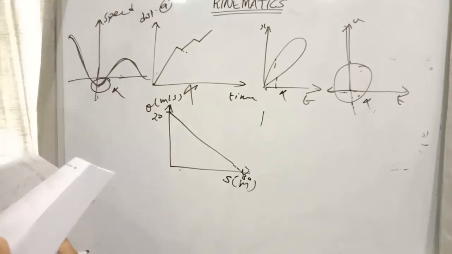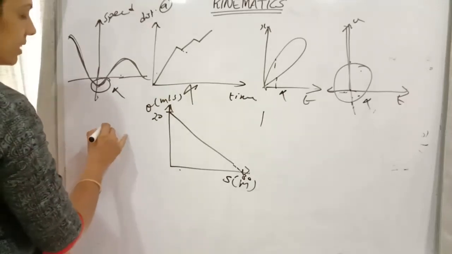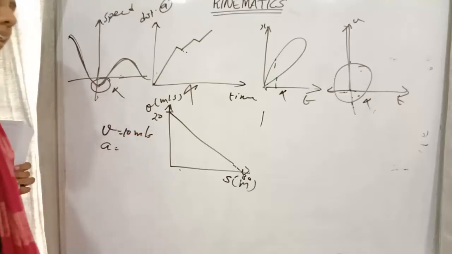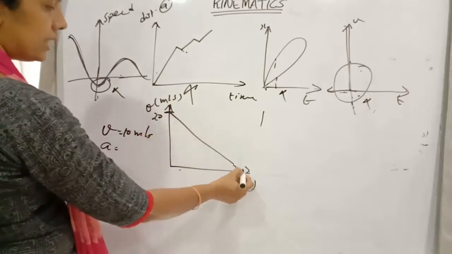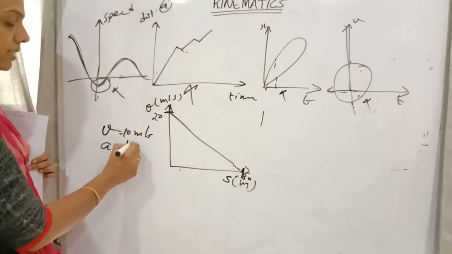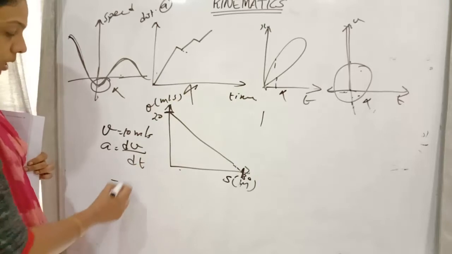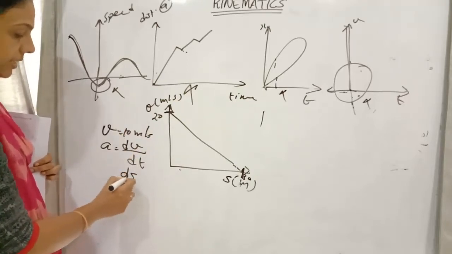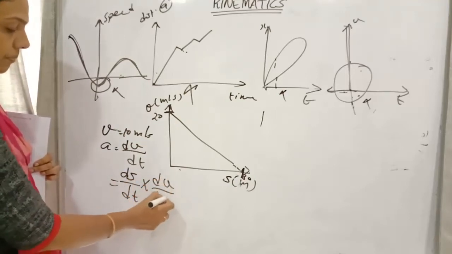So v is 10 meters per second. When velocity equals 10 meters per second, what will be the acceleration? Acceleration, how can we find it out? Here velocity is given and distance is also given. Acceleration equals dv by dt, this one we know, right? Now I am going to multiply and divide by ds: ds by dt into dv by ds.